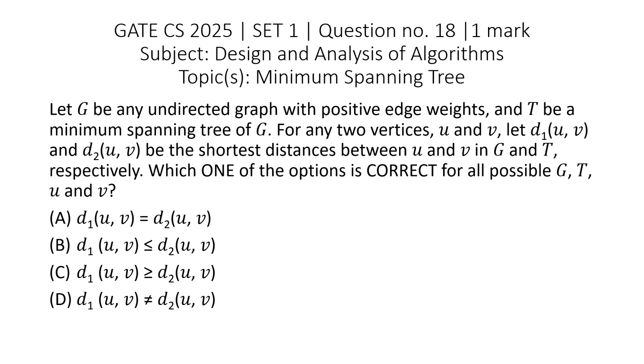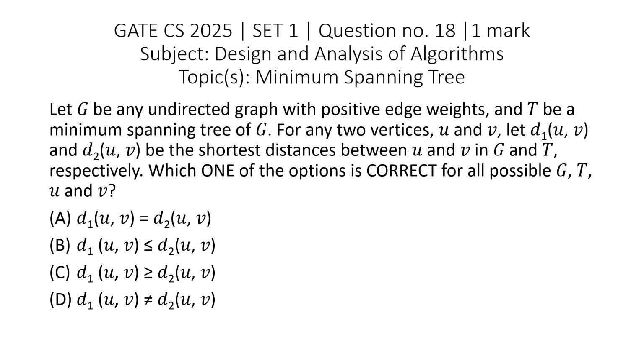This is a question from GATE CS 2025, Set 1, question number 18 of 1 mark. So we are given a graph G. Let G be an undirected graph with positive edge weights and let T be a minimum spanning tree of G. For any two vertices u and v, let d1 uv and d2 uv be the shortest distance between u and v in G and T respectively. Which one of the options is correct for all possible G, T, U and V?